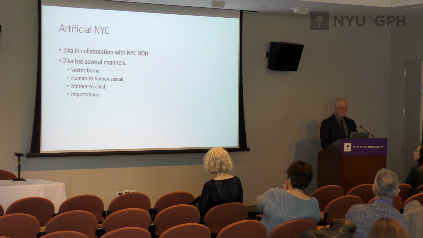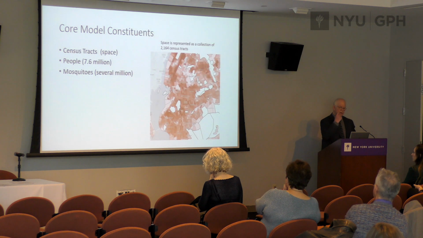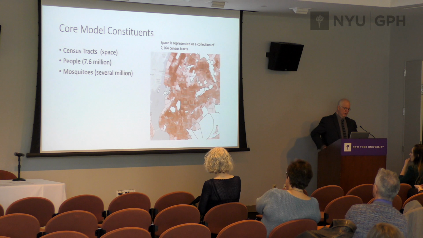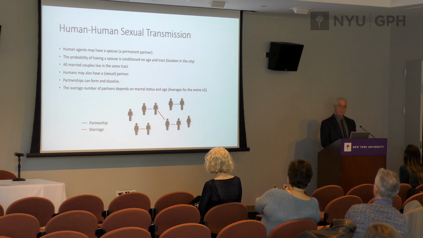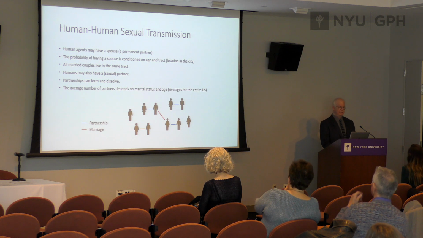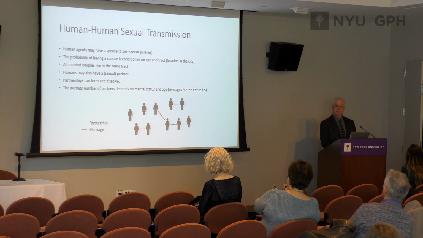Zika is very interesting because it has several transmission channels. One is vector-borne, from mosquito to human. Another is human-to-human sexual transmission, mother-to-child maternal transmission, and importations from outside the country. So we built this artificial New York to think about this. We included every census tract in New York, 7.5 million individual New Yorker agents, and several million mosquitoes. The sexual transmission we modeled, of course, crudely, because we don't know exactly how this works, but we have reasonable data from STDs and research on sexually transmitted disease to reconstruct plausible networks that we then vary, of course.